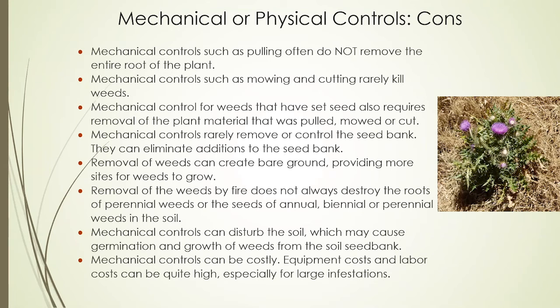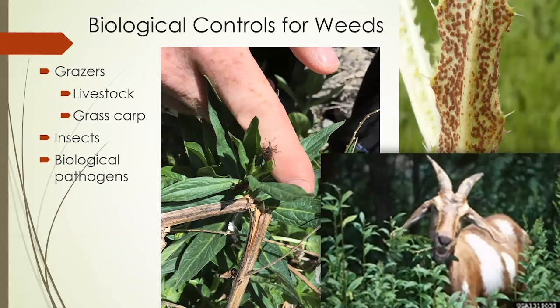Weed removal can create bare ground, so you've got to have a revegetation plan if you're going to remove everything. Fire can be dangerous. It doesn't always destroy the roots of those perennial weeds. Mechanical controls disturb the soil, and they can be very costly. That equipment and labor cost can be really high for large infestations. So, biological controls for weeds.